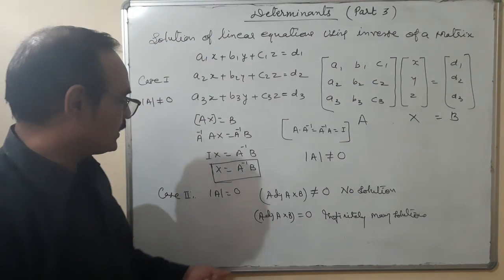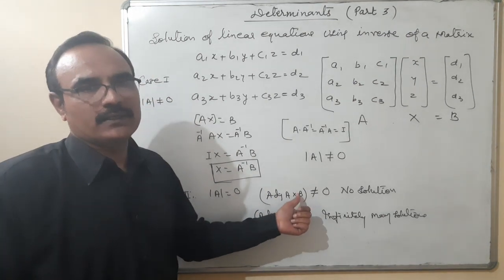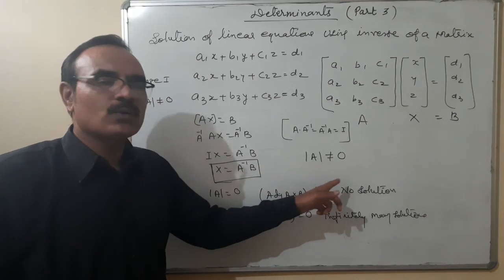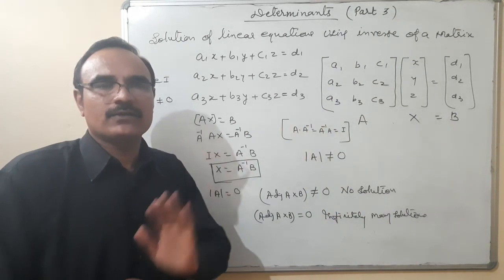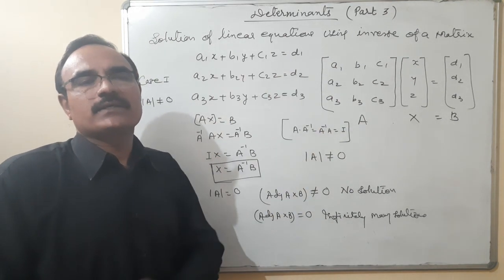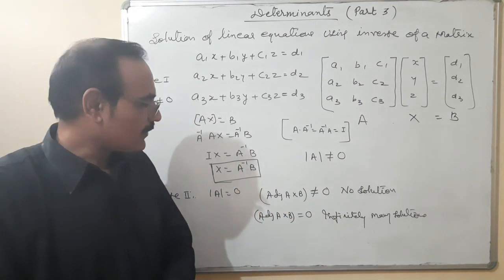You are not going to do it. You will check it. Adjoint of A multiplied by B is coming what? Is it equal to 0 or is it not equal to 0? If it is not equal to 0, then you can leave it there and then, saying that this system of linear equations has no solution. Solution is not possible.